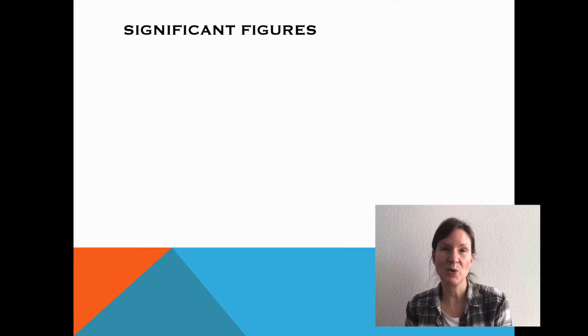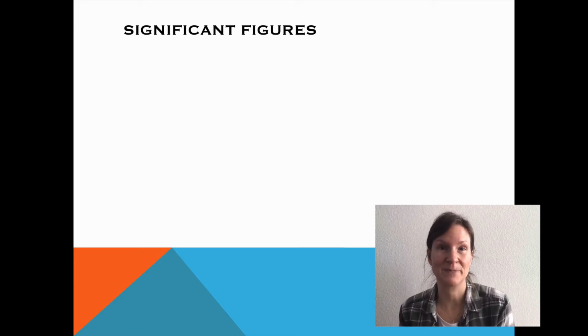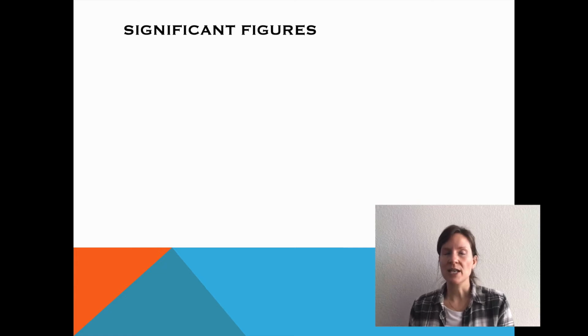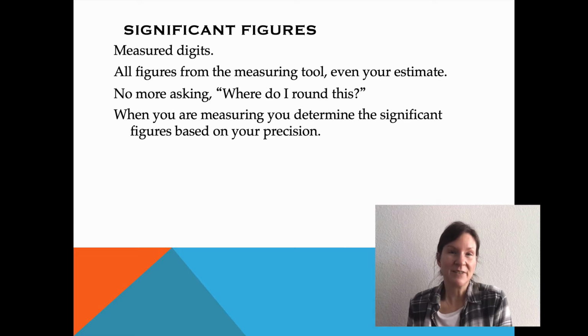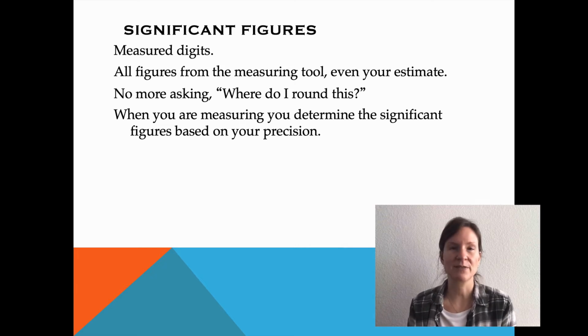This video is a stepping stone to being able to calculate with measured values, but what we're going to focus on here is how to count how many measured values there are within a measurement. The scientific term for measured values is significant figures. Significant figures is just another way of saying measured digits. So if the digit you wrote down was measured, it would be a significant figure.